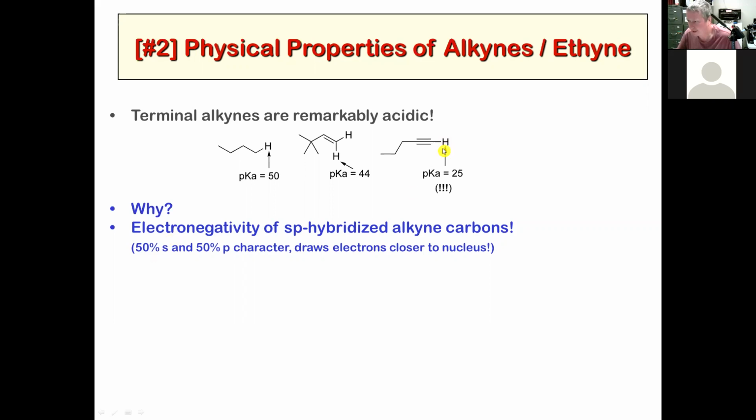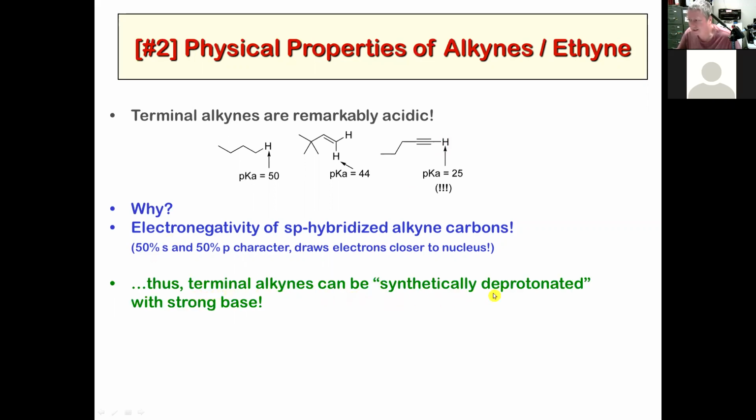And that's where we'll end. Terminal alkynes can be synthetically deprotonated. That's one of the coolest things about alkynes: we can rip off the proton with a strong base, and then we can attack stuff, like a Grignard would attack stuff, right?